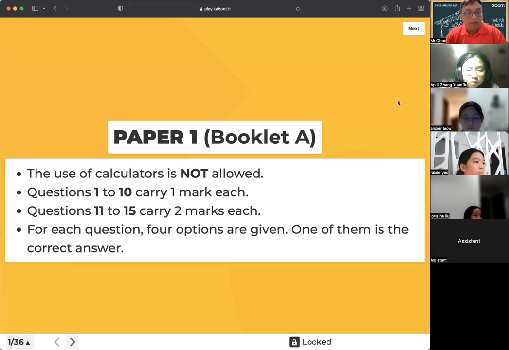Okay, so for the whole paper, there should be no calculator. The first 10 questions will be 1 mark each. Then the subsequent 5 questions will be 2 marks each. Okay, so let's begin.